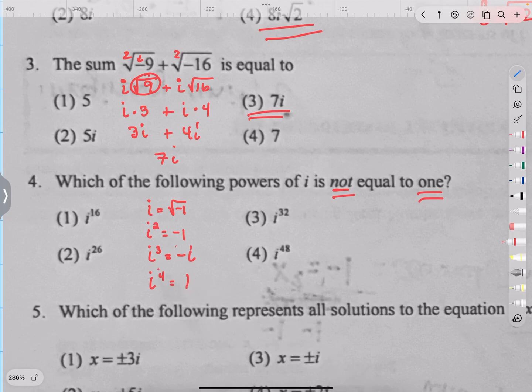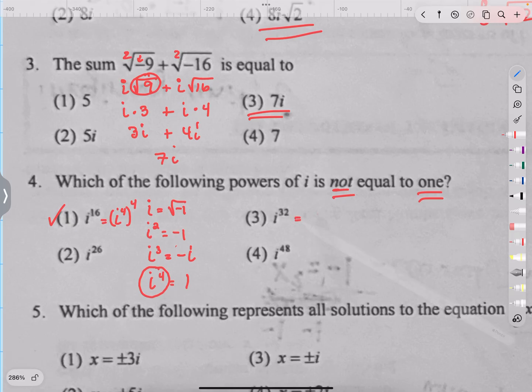Well, if I can write it as an i to the fourth power, all of these problems, then it would be equal to a 1. So for example, this i to the 16th, I could write as i to the fourth power, which is a 1, raised to the fourth power, because the power to power rule says you multiply these. So this is i to the 16th, but i to the fourth power is 1. So it's 1 to the fourth, which is just 1. So this one is certainly equal to a 1.